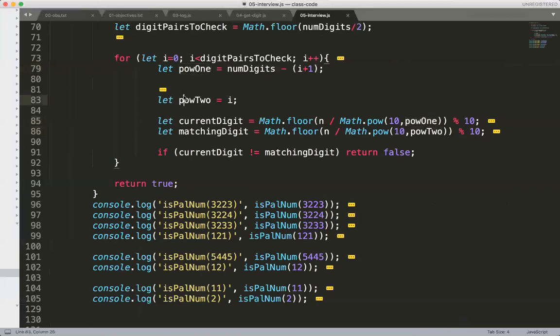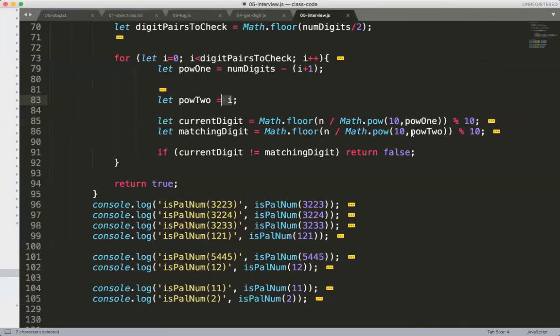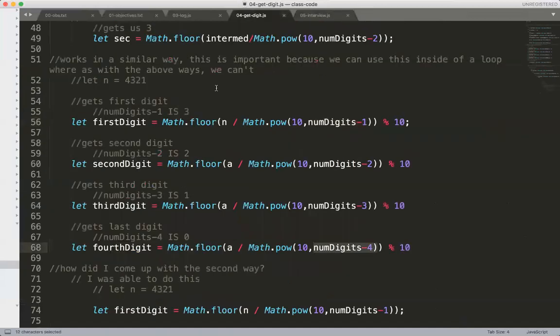So that's how I got 3 over here. And then for pow 2, I just took i, because if I want the last digit right here, we did num digits minus 4, which is 0. So I need 0 over here, and we already have 0. It's right here. So that's what we did over here. We just matched what we got over here.